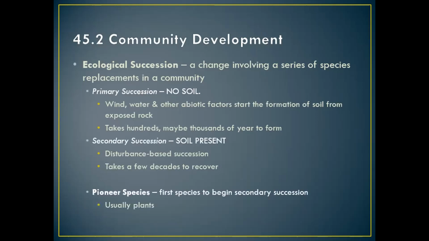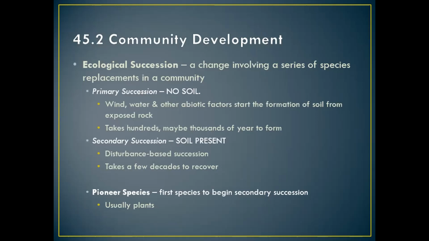And finally, the first organisms that actually settle into a new area are called the pioneer species. Just like Christopher Columbus or the Vikings were pioneers, or Neil Armstrong and Buzz Aldrin were pioneers, the first humans to step foot on the moon. A pioneer species is typically the first to arrive in a new area. Typically, plants are going to be the pioneer species when it comes to ecological succession.